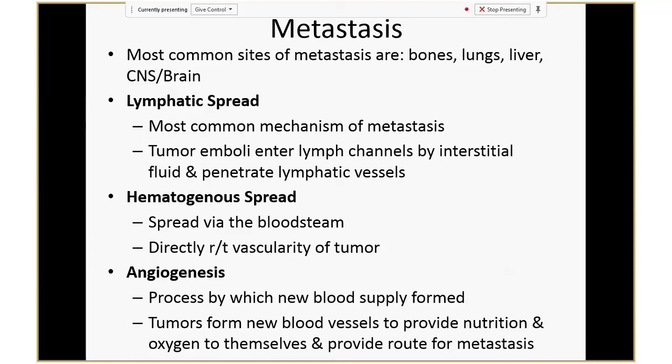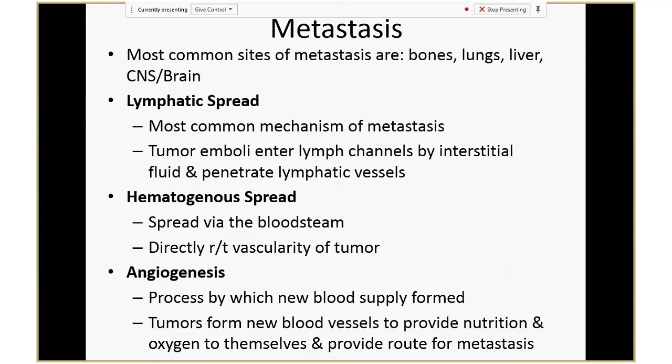The three types of metastasis are the lymphatic system, the hematogenous spread, and angiogenesis. And how this works is the lymphatic spread. I'm sure you guys have heard of cancer where it spreads to the lymph nodes. This is what this means. It gets into the lymph node tract by an emboli from a tumor and can penetrate the lymphatic vessels. So if it's spread to the lymph nodes, we may have to remove lymph nodes or do special types of treatment. The hematogenous spread just means by the bloodstream, pretty self-explanatory.